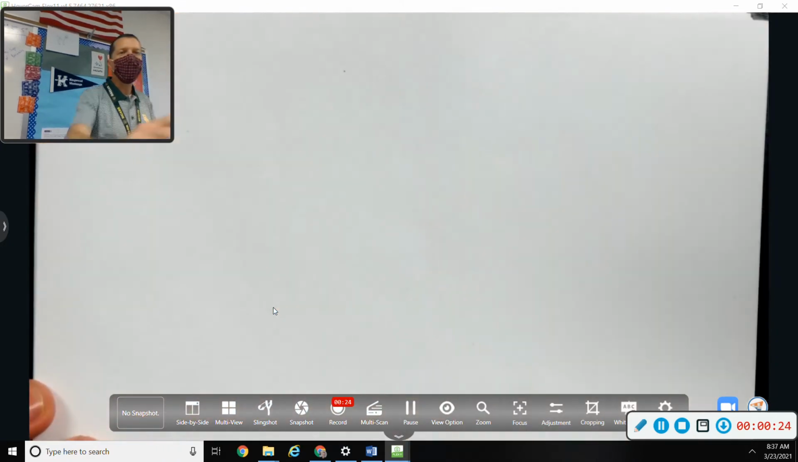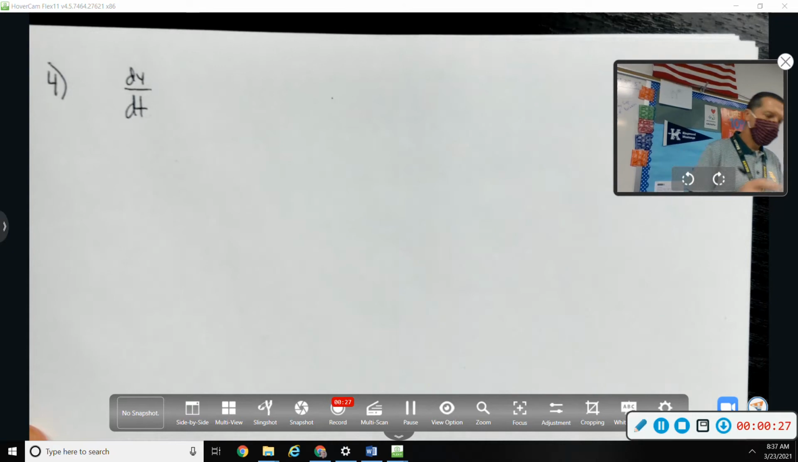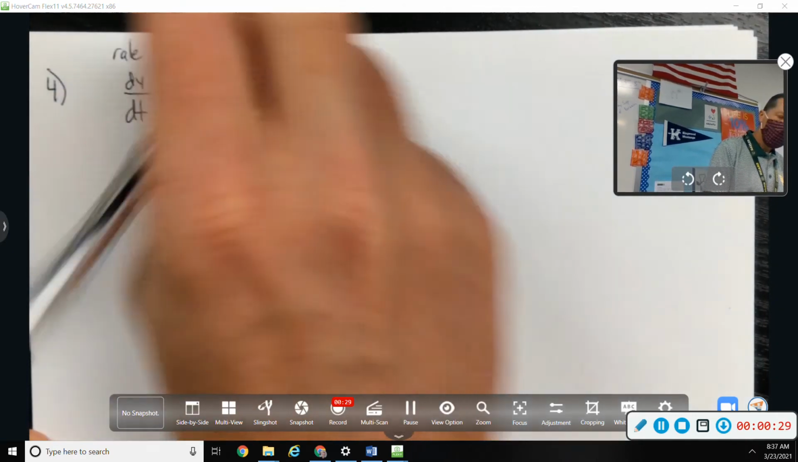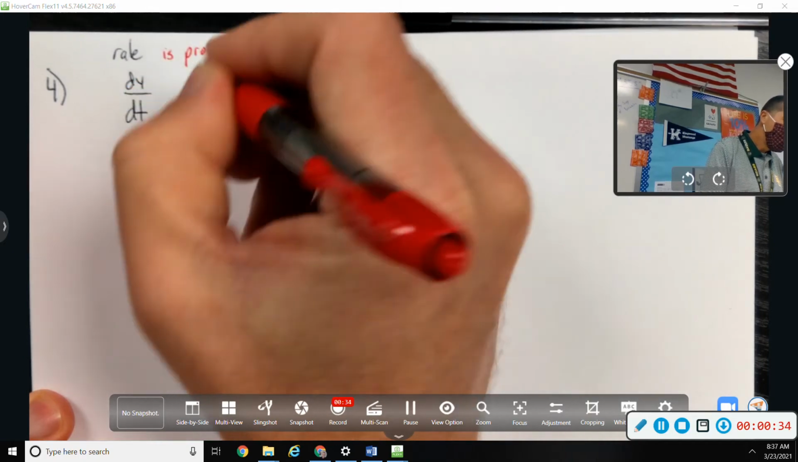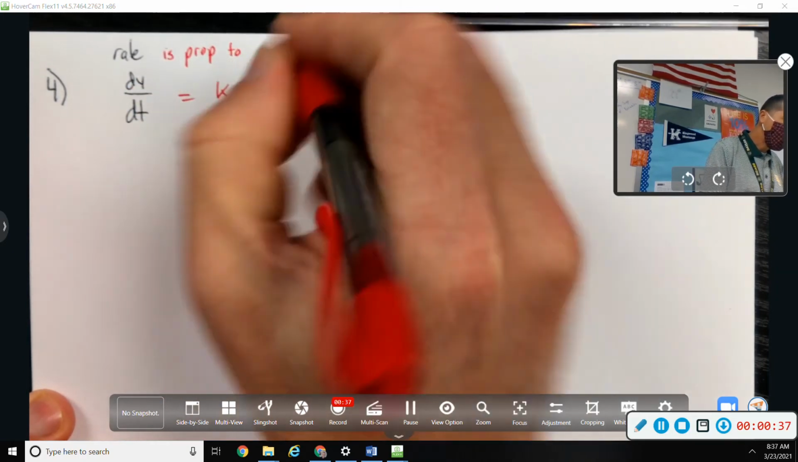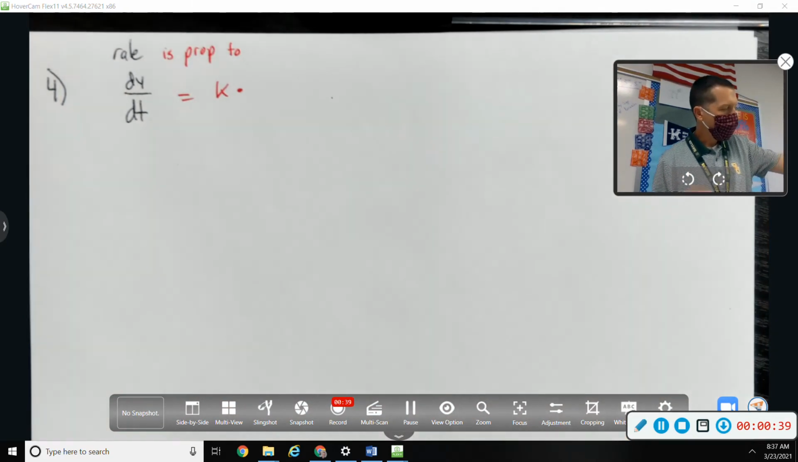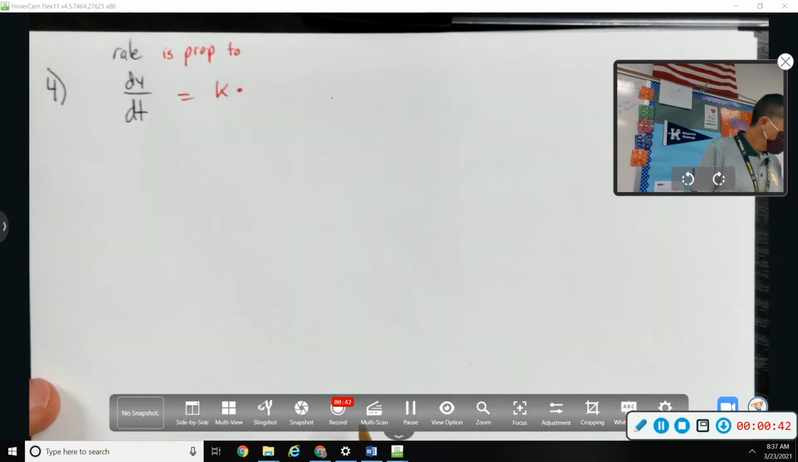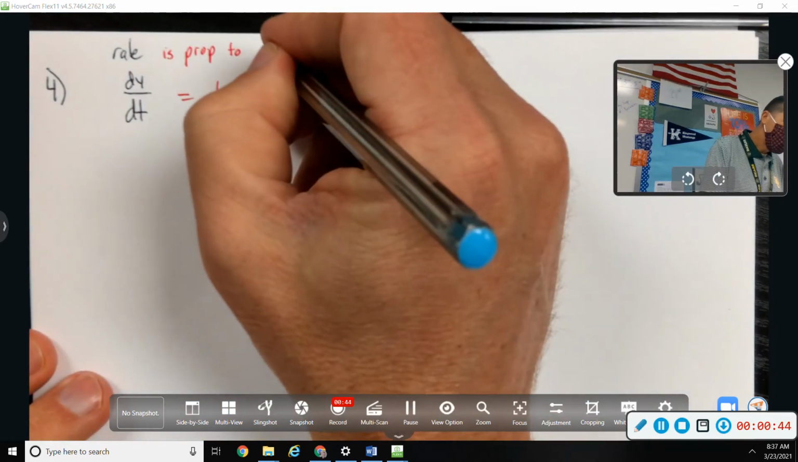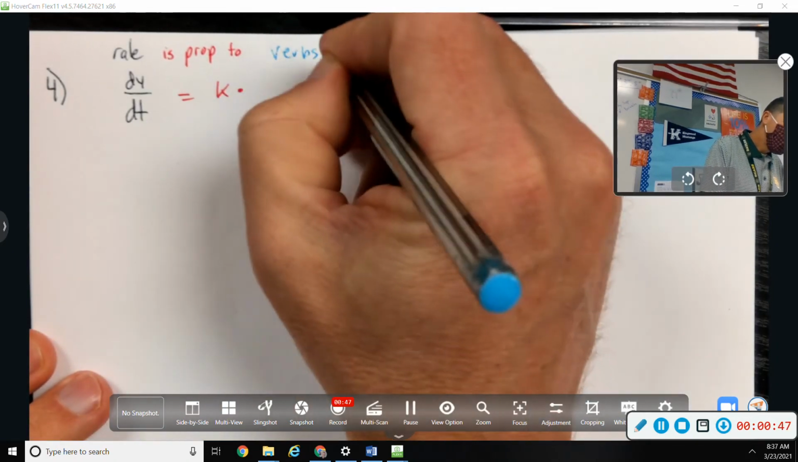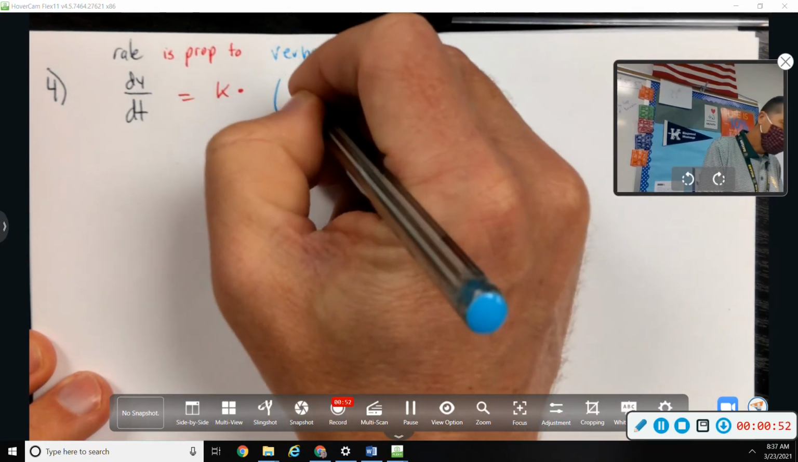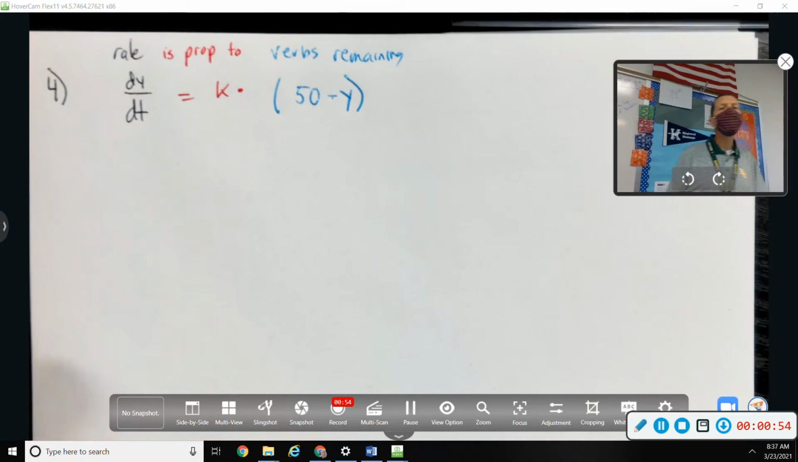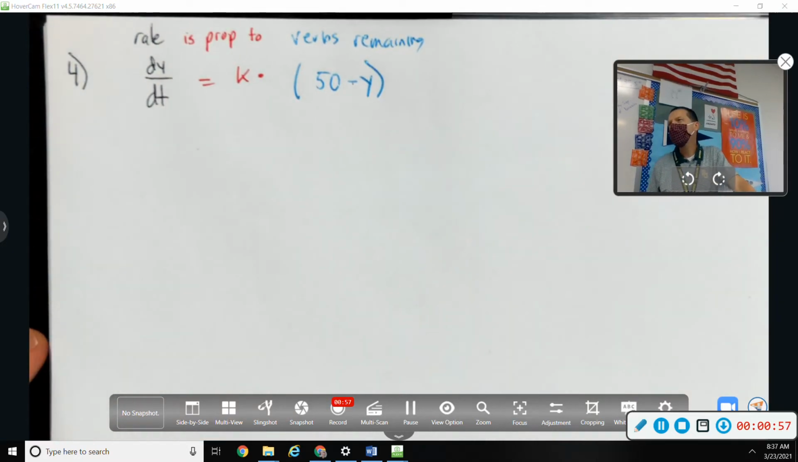So let's say dy/dt, that's the rate, is proportional to, means equals k times the number of verbs remaining. Which they tell us is 50 minus y. Well, that makes sense. If y is how many you've memorized, then 50 minus y is how many you've got left.